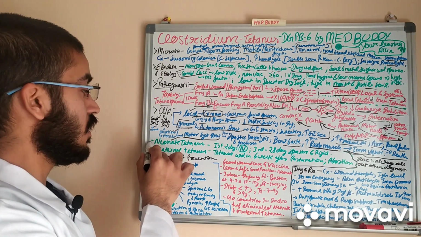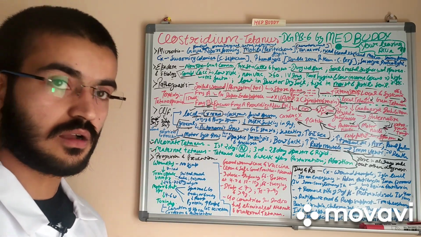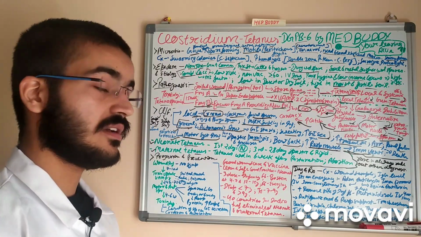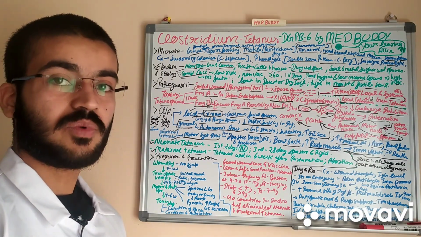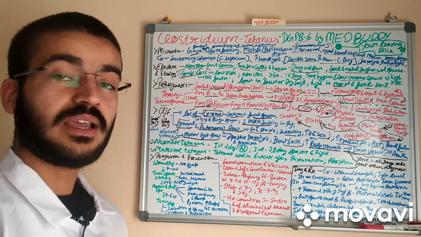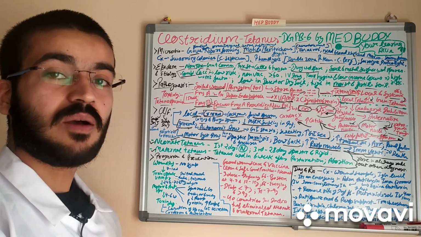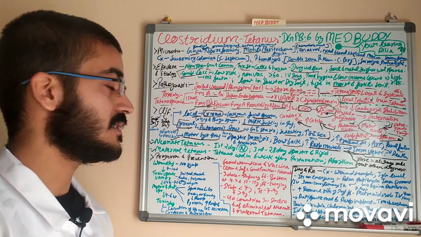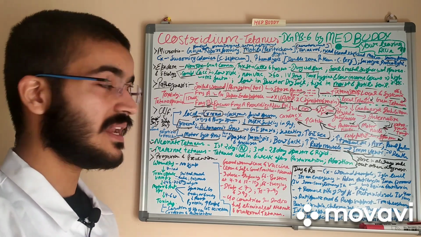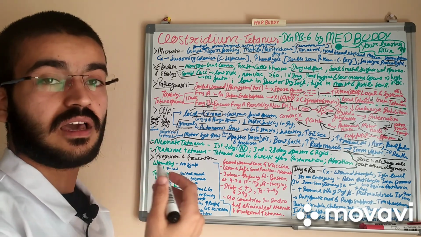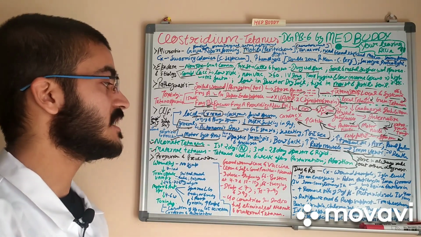Clinical features of neonatal tetanus and maternal tetanus. First of all, why does it occur? Neonatal tetanus is seen in communities which practice the cultural method of cutting the neonate's umbilical cord. In some places they use either grass or some unhygienic methods to cut the umbilical cord that lead the neonate to tetanus. What are its features?